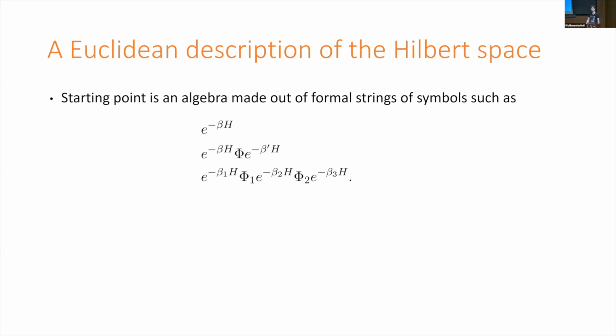Okay, so I want to very briefly explain how this is in general related to Euclidean construction. So let me just do that. The idea is you start from just an algebra built out of formal strings of symbols that are like e to the minus beta h's and like matter operators and so on. We're just going to use that abstractly to define an algebra where multiplication just means take two strings of these things and concatenate them together into one longer string. So that's abstractly an algebra.